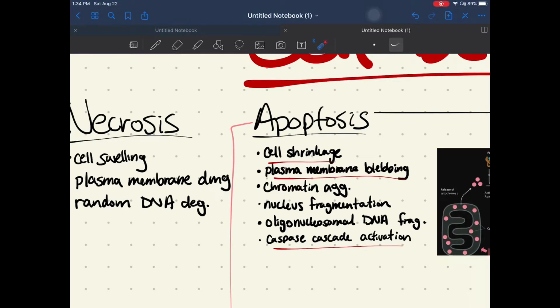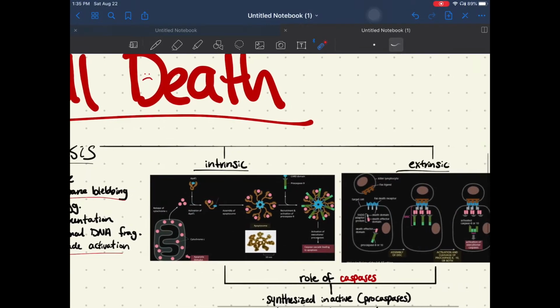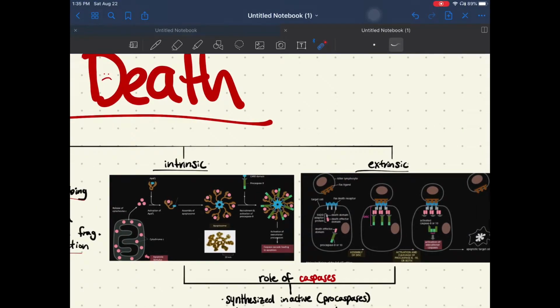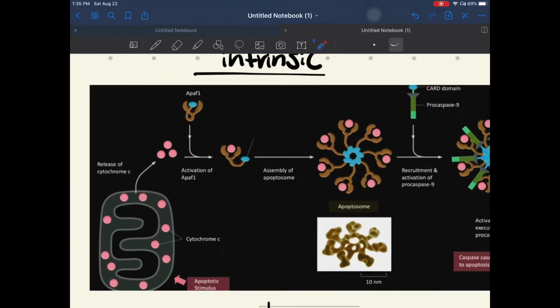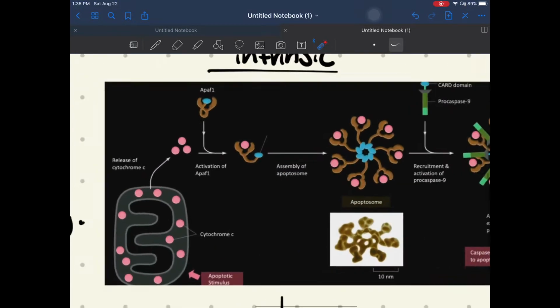And then you also have this thing called the caspase cascade activation. This is probably one of the key characteristics that separates apoptosis from necrosis. Now, let's just talk about the two different pathways for apoptosis. I'm going to walk with you guys step by step through this pathway because these intrinsic and extrinsic pathways are extremely, extremely complex. So let's just take a look, all right?